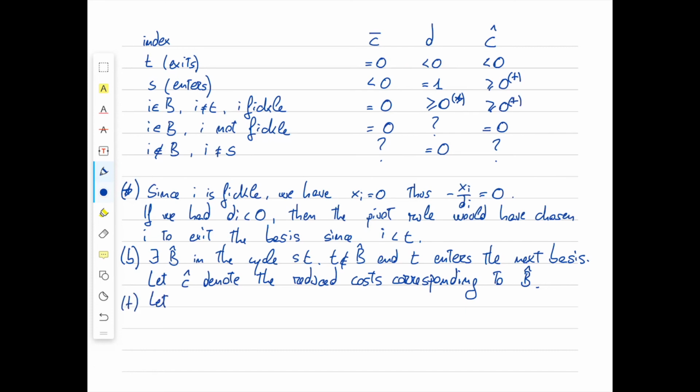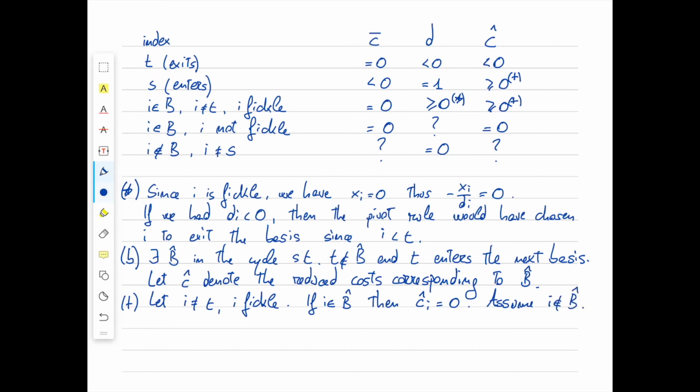I'm going to consider an index i different from t and ℓ. So I will prove in one shot both these cases. Let's consider separately two cases. First, the easy one. If i is in B hat, then obviously c hat i is equal to 0. So we're done. So assume now i not in B hat.